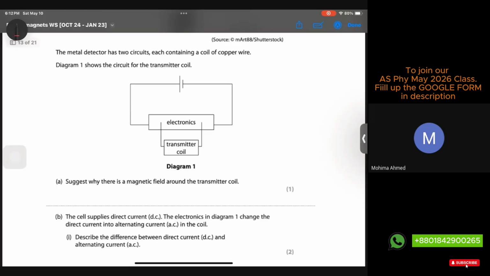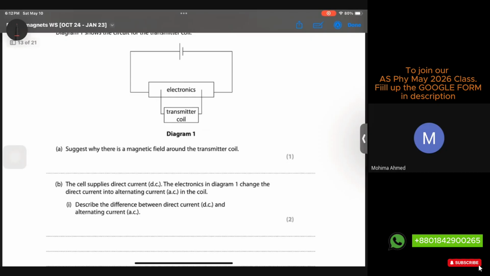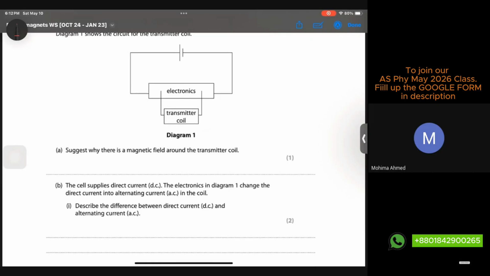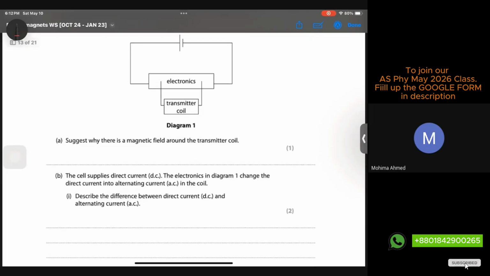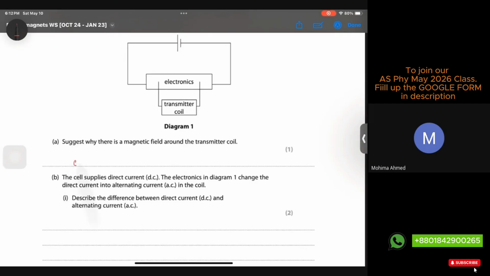So why is there a magnetic field around the transmitter coil? Because of a current in the coil, there will be a magnetic field, because the current in the current carrying coil acts as an electromagnet. So we can say that a current carrying wire or coil acts as an electromagnet. Right? That's the first part.